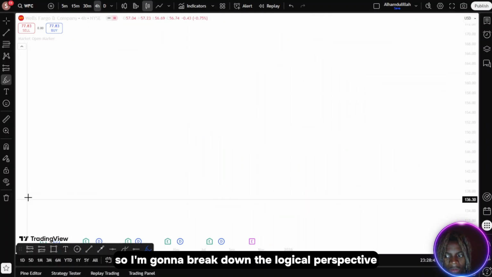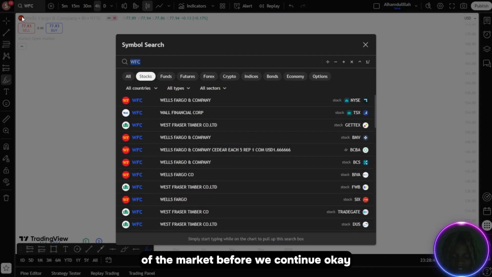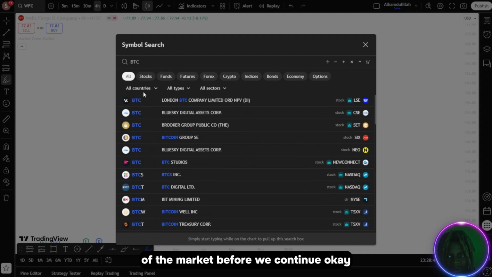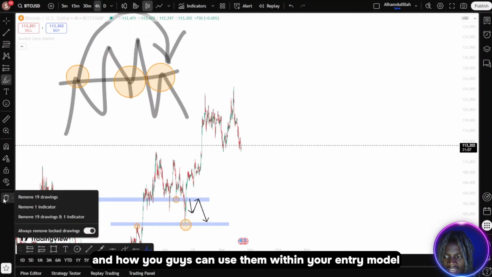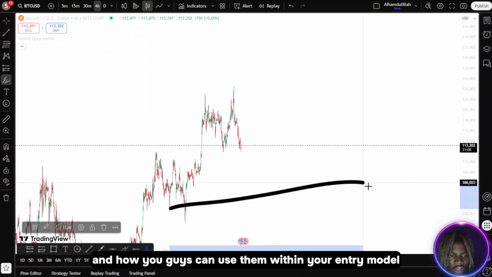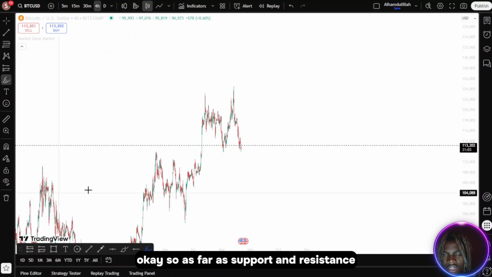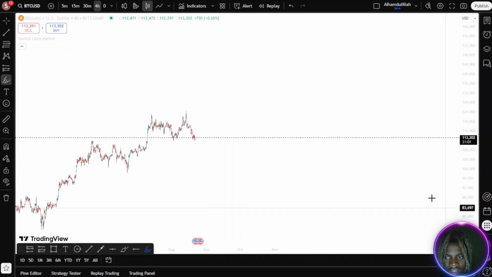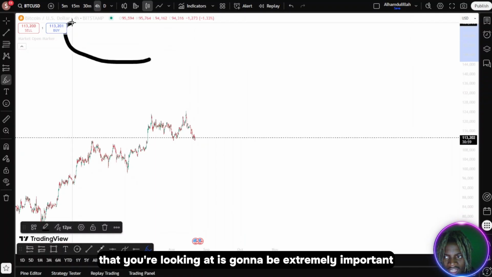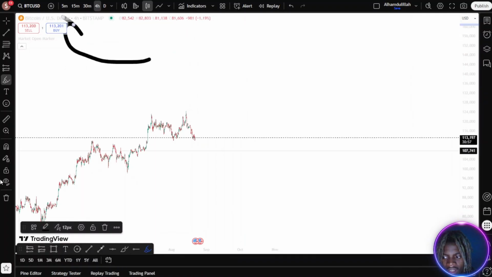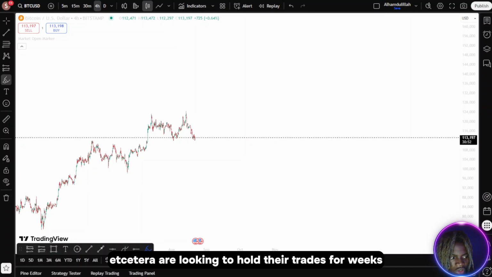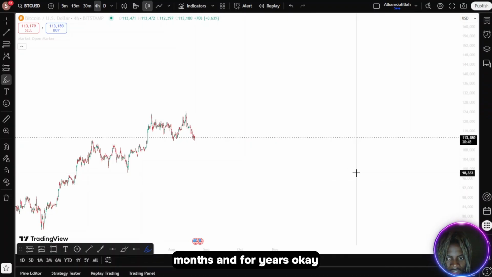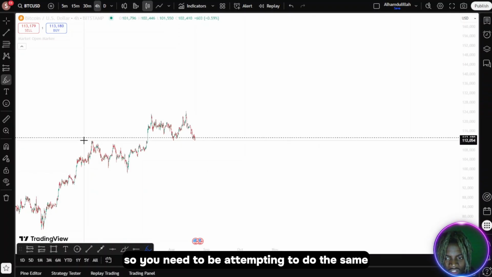So I'm going to break down the logical perspective of the market before we continue, and why support and resistance are important and how you guys can use them within your entry model. As far as support and resistance, the time frame you're looking at is going to be extremely important. Remember, hedge funds, institutions, etc., are looking to hold their trades for weeks, months, and years. So you need to be attempting to do the same.